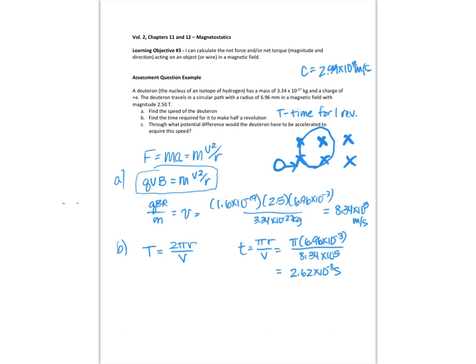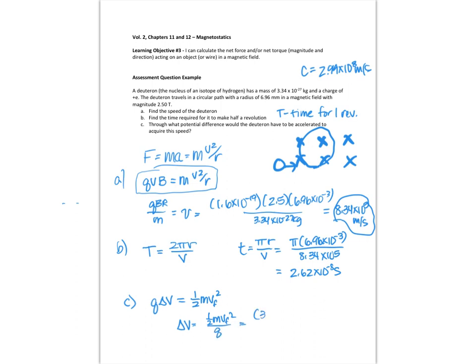Now the last thing is, what potential difference would the deuteron have to be accelerated through to acquire this speed? This is another relationship we've seen a couple times and it's been useful to you. Hopefully you remember that when it goes through a potential difference, it has a change in potential energy equal to Q delta V, and this results in a change in kinetic energy. I'm going to assume it starts from rest and its final velocity is the speed that I found. So delta V is going to be 1/2 m v final squared divided by Q.